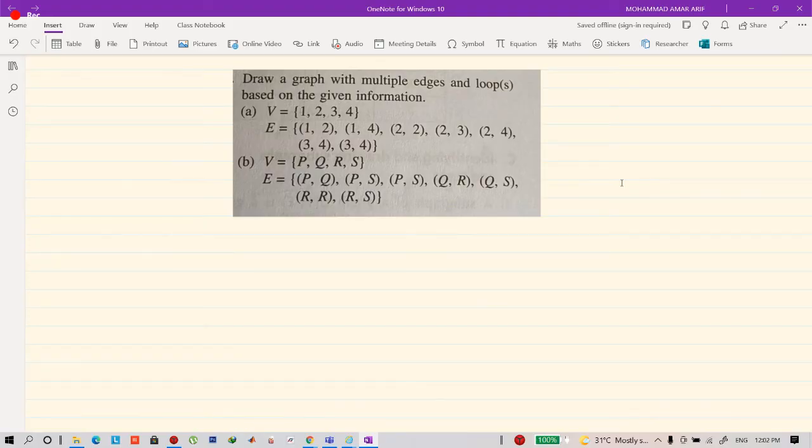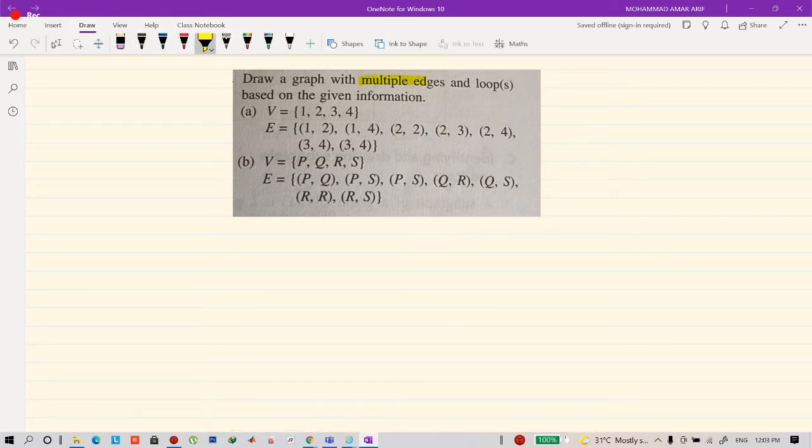We have seen examples of questions where the graph is given and we are asked to find the vertices, edges and sum of degrees. So what if now they give the vertices and edges in terms of sentences, so we have to draw the graph. So from here, first we look at it: draw a graph with multiple edges and loops based on the given information.